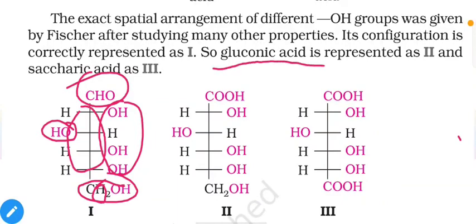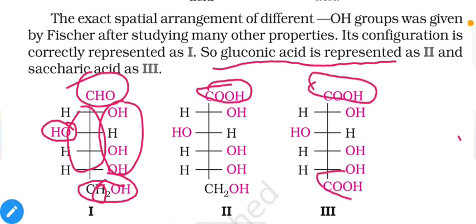So gluconic acid is represented as follows, where one group will be replaced. The aldehyde group will be converted into carboxylic acid and the remaining structure will be the same. And saccharic acid, that means both the primary alcohol and aldehyde group will be converted into carboxylic acid groups as follows. Okay, so these are the spatial arrangements of the groups in these three examples: glucose, then gluconic acid and saccharic acid.